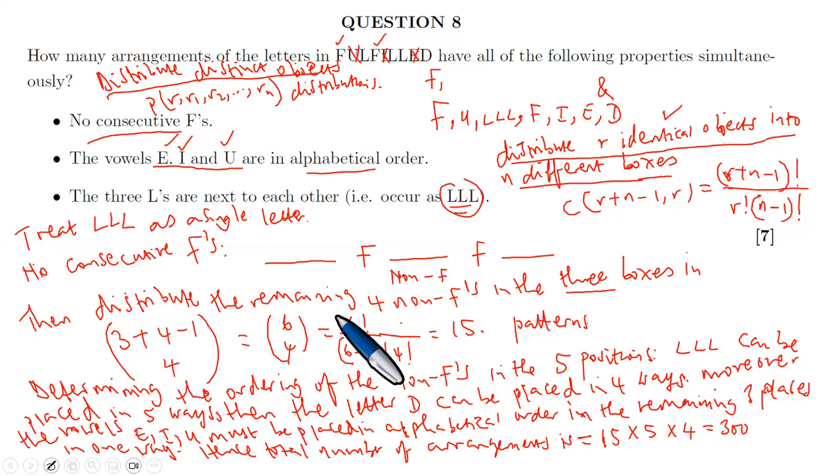Okay. And now we're just discussing this statement: then distribute the remaining four non-Fs in the three boxes. And we realize that it would be a U. Okay, I'm trying to look at that carefully. It will be a U, it will be LLL, and it will be the UIE in order. This must be placed in order. You can just place them in order. And then we have the D. And then we're counting three non-Fs.